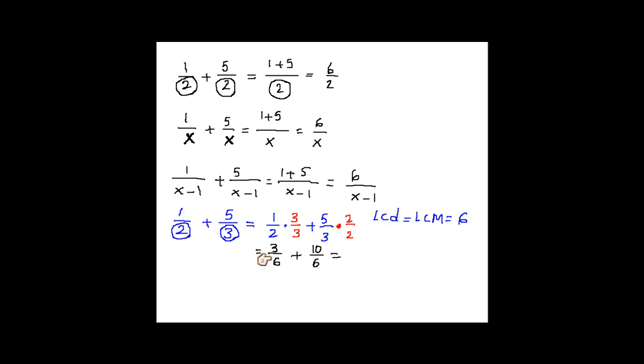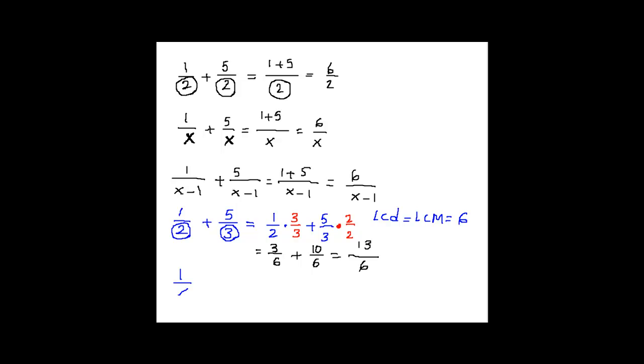As you notice here, 3/6 is the same as 1/2, so we don't change the value of the first fraction because we only multiply it by 1. 3/3 is equal to 1. And 10/6 is still the same as 5/3 because we just multiplied by 1. So in this case, it would allow us to add these by adding what we have at the top of the fraction again. So it would be 13/6.